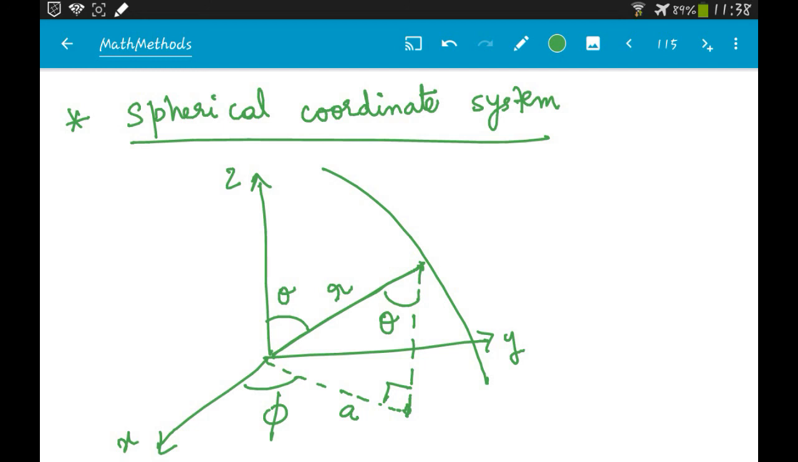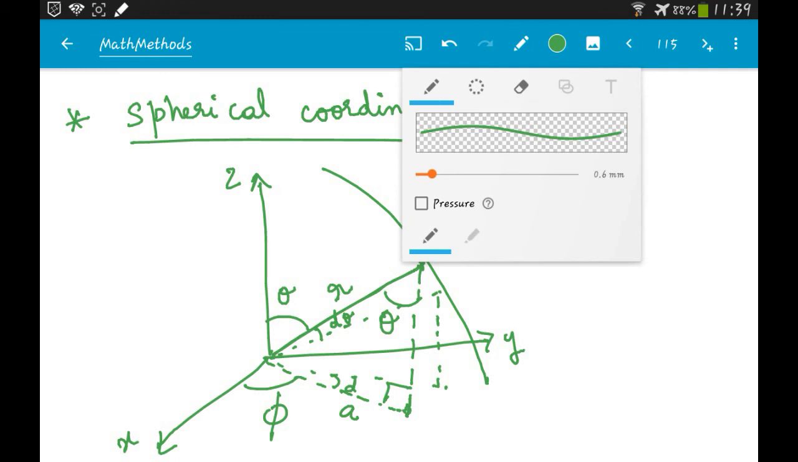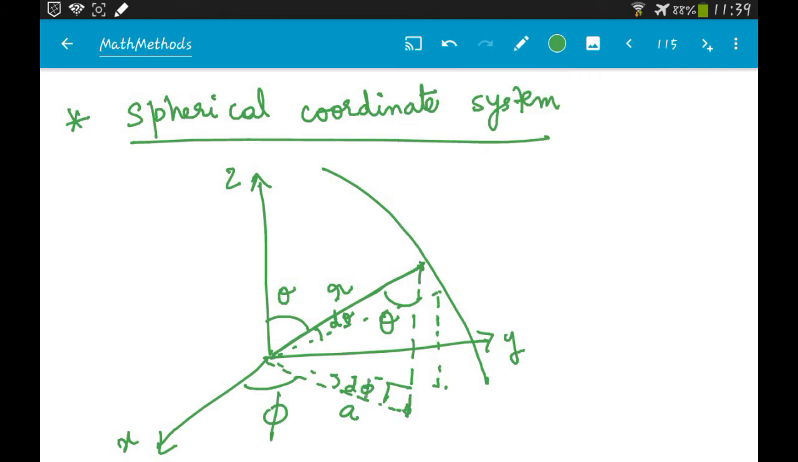So if we now change this angle by d theta, then this other angle might change by d phi. Here we are going in the counterclockwise direction, and here we are going in the clockwise direction.